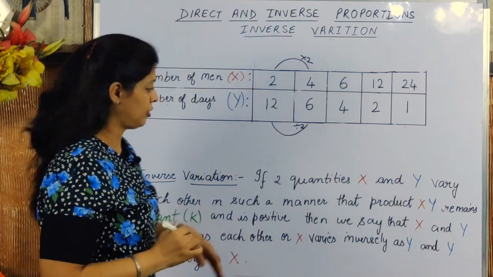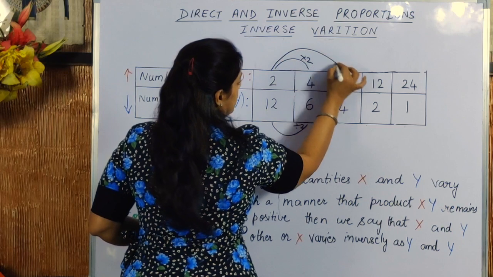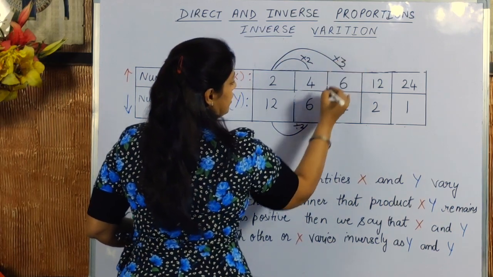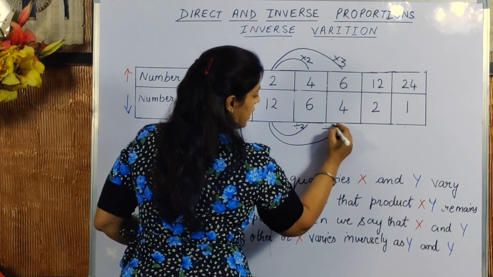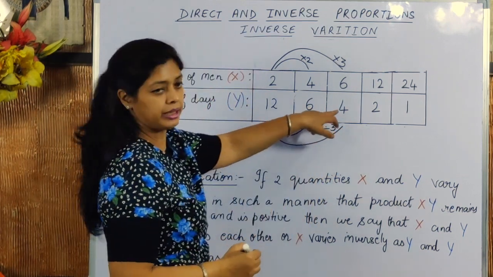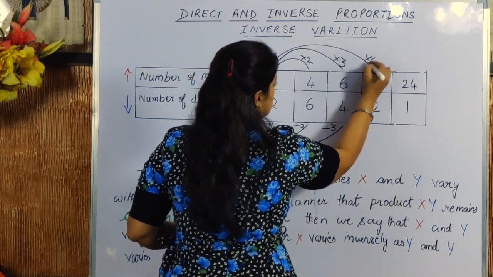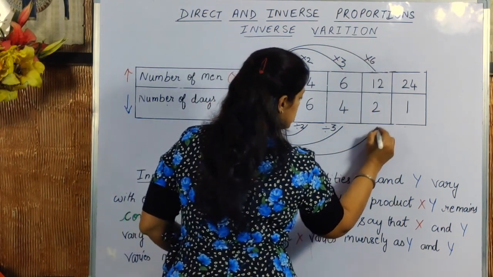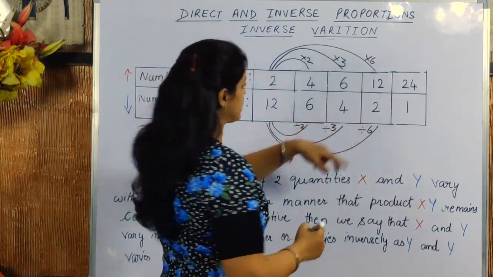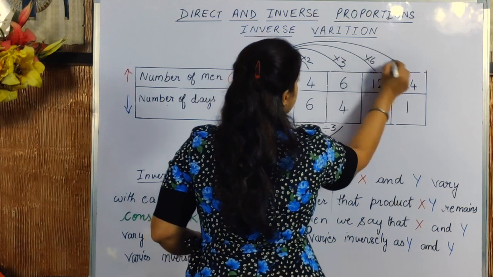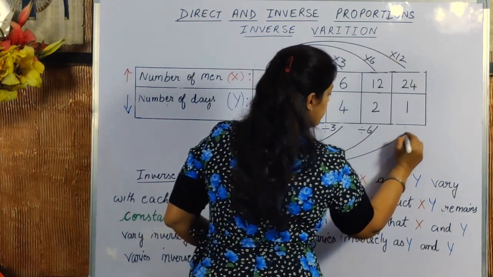This gets halved or multiplied by 1 upon 2. If I multiply the number of men by 3, 2 into 3 gives 6, the number of days they require to do the job gets divided by 3. 12 divided by 3 gives 4. If I multiply the number of men by 6, the number of days required to do the same job gets divided by 6. 12 divided by 6 gives 2 days.